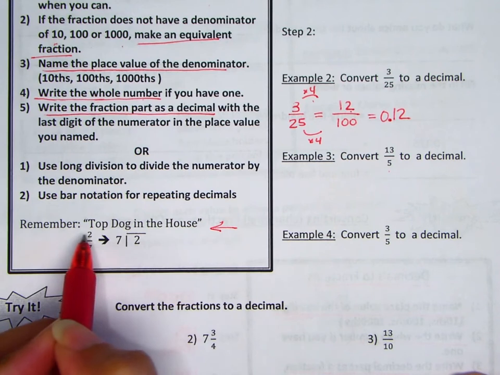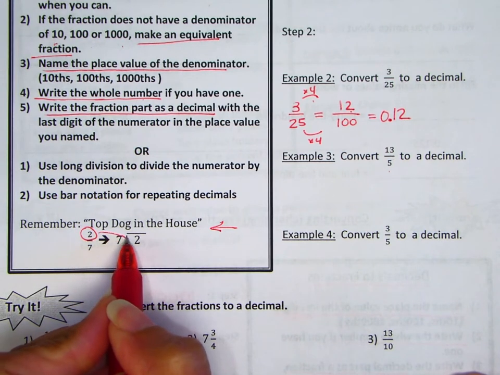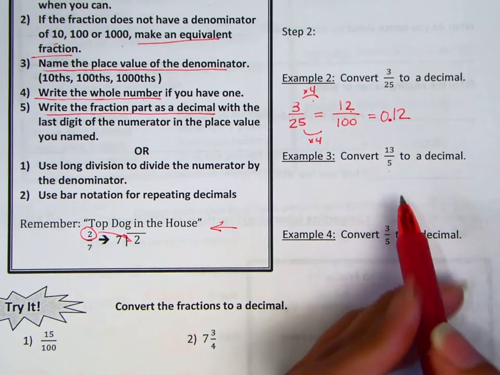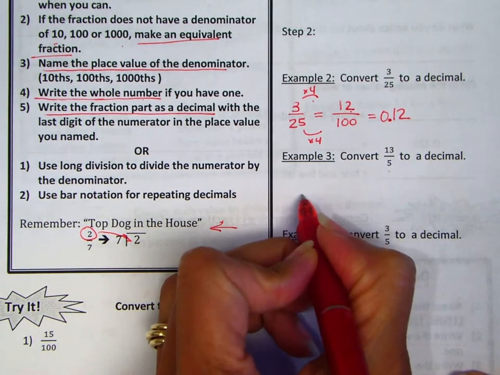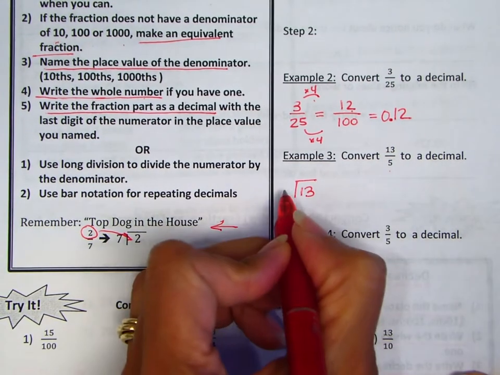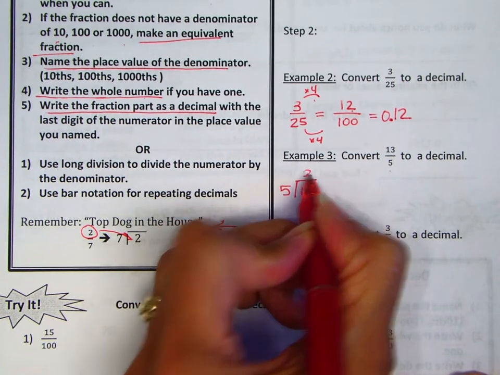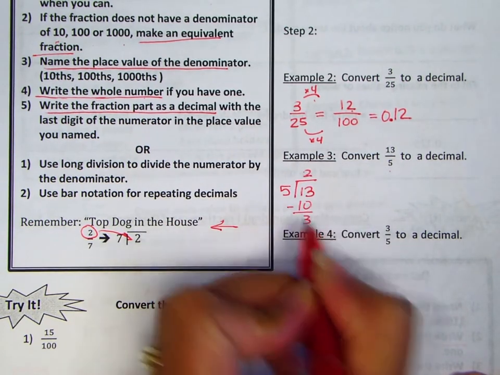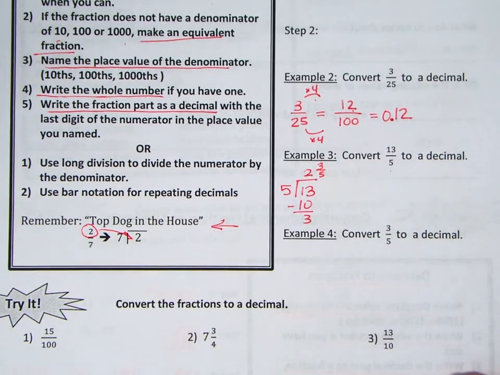Top dog in the house means the numerator is the top dog. It's the number on top, so it's the top dog. And that is going to go in the house. So when I look over here at 13/5, 13 is my top dog. I'm going to put him in the house. So the 5 will go here. So how many times does 5 go into 13? 2 times. And I have 3 remainder, so that becomes 2 3/5.